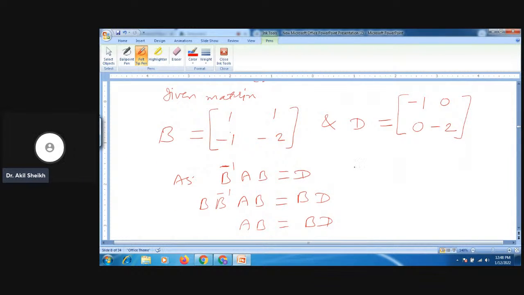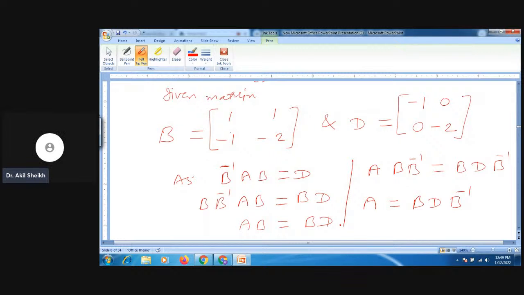Next, again we have to remove this B. So post-multiplying by B inverse, we get A B B inverse equals B D B inverse. So B B inverse becomes I, identity. It remains A equals B D B inverse. Now the multiplication of these three matrices is nothing but the given matrix A.